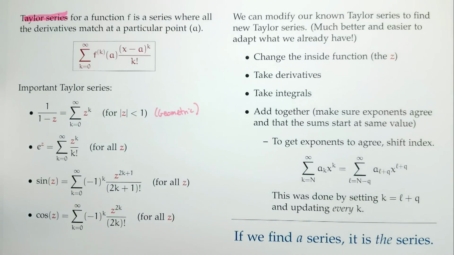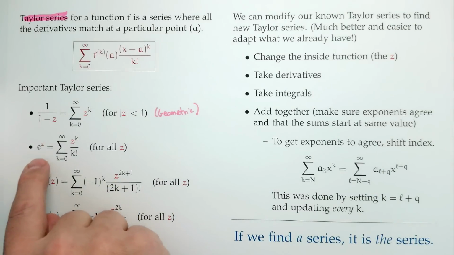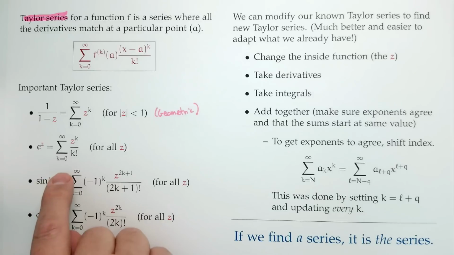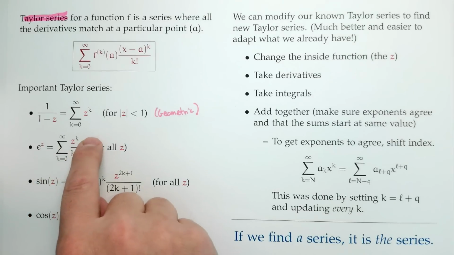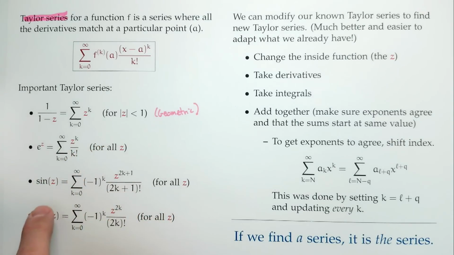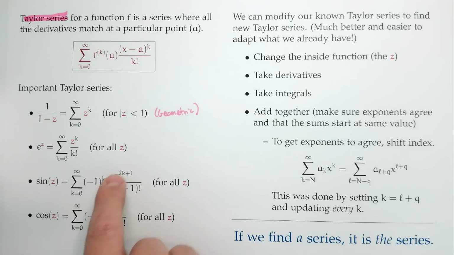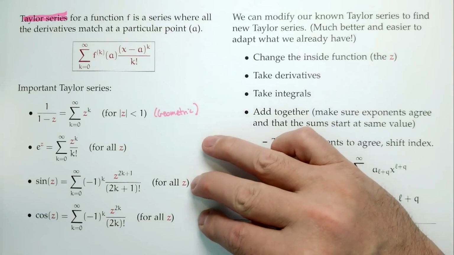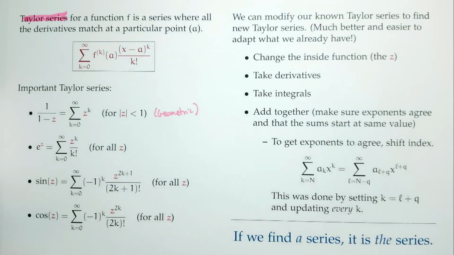Now the other 3 which we did talk about last time is e to the z, and that's the sum from 0 to infinity of z to the k over k factorial; sine of z, that's the sum k equals 0 to infinity, minus 1 to the k, z to the 2k plus 1 over 2k plus 1 factorial; and cosine of z, sum k equals 0 to infinity, minus 1 to the k, z to the 2k over 2k factorial. Now in these last 3, they hold for all possible z.